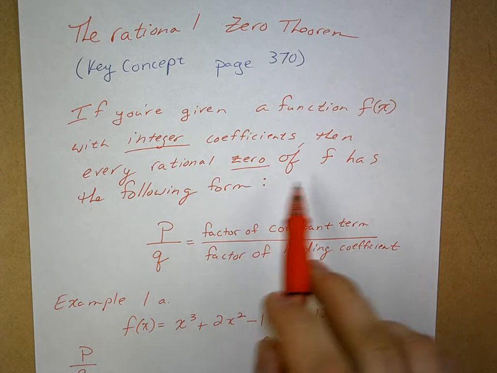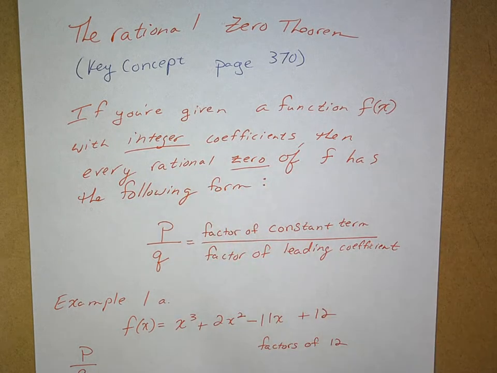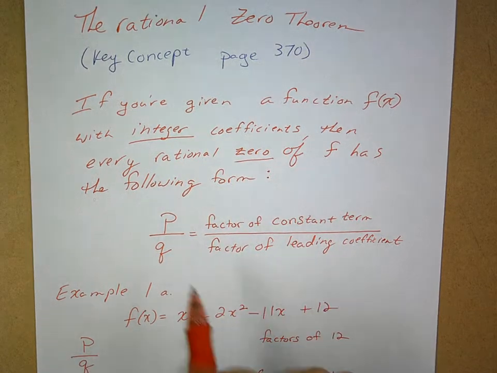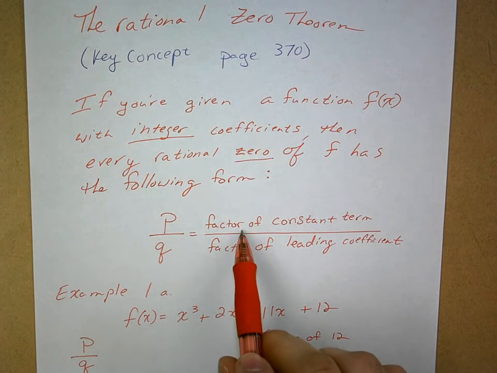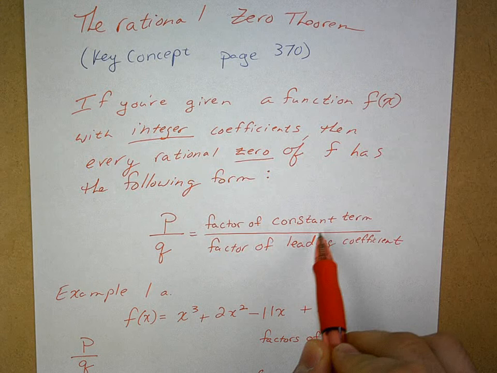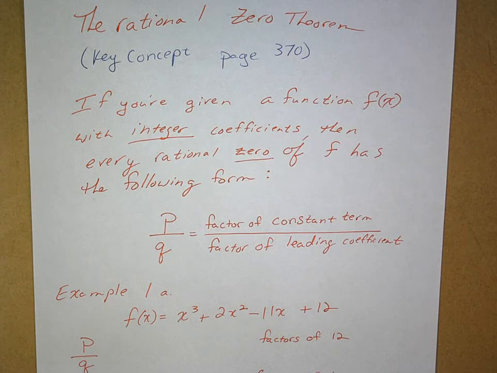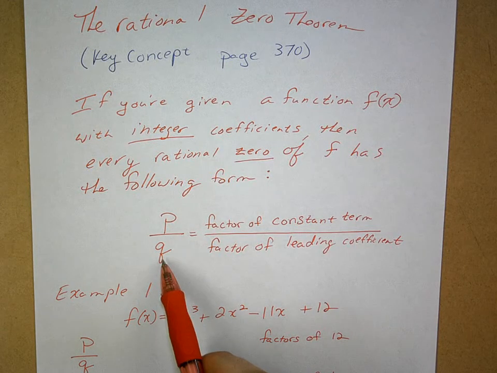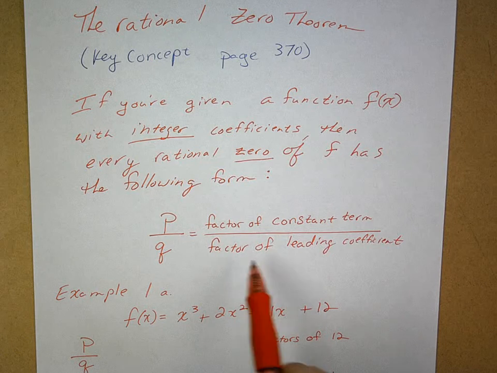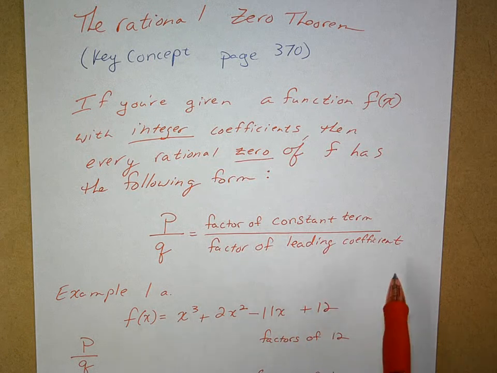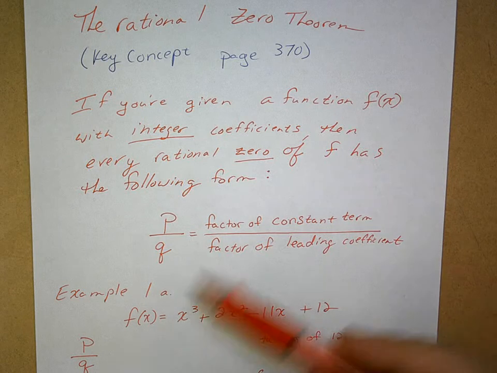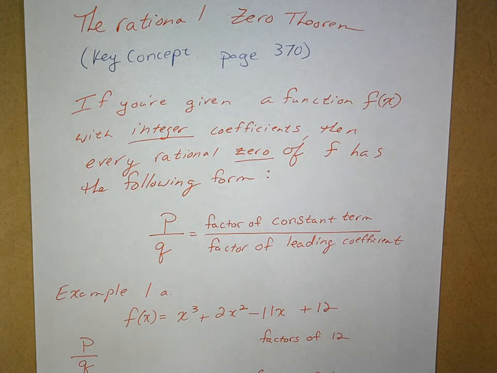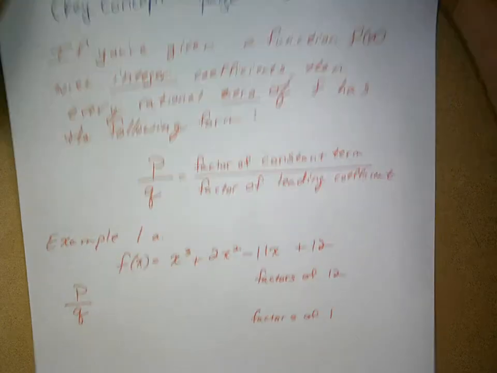So every rational zero of the function will be of the following form: p over q, where p stands for all the factors of the constant term. Remember, the constant term is a term without the x there. The q stands for all the factors of the leading coefficient. Okay, so you can set up this ratio for all these factors. Okay, so let's take a look at example 1a.